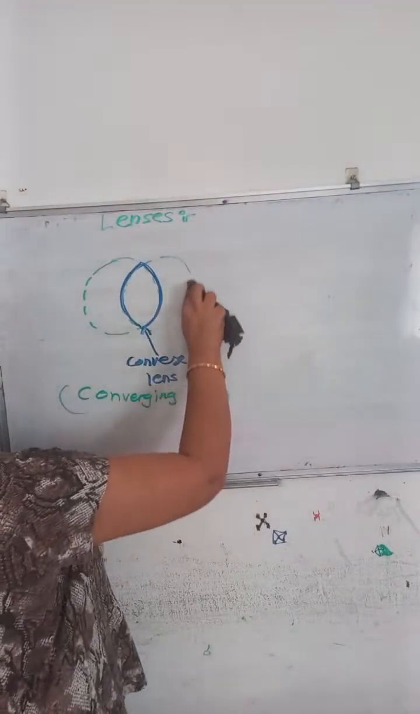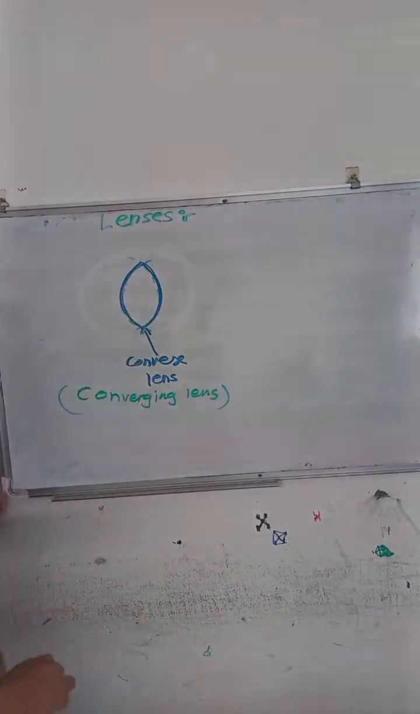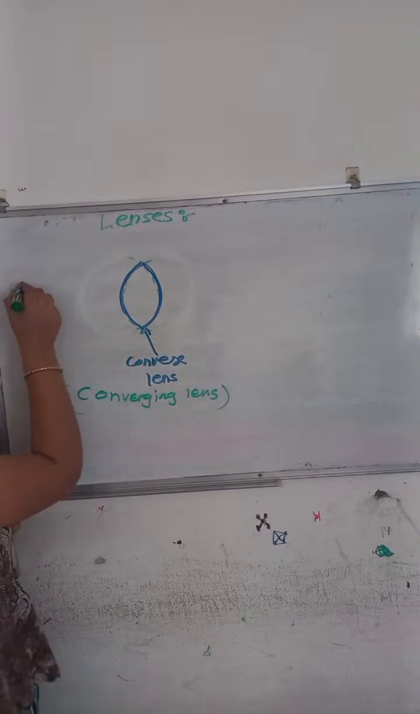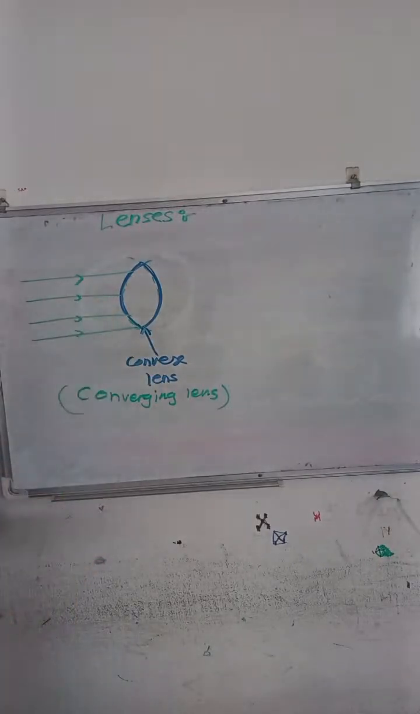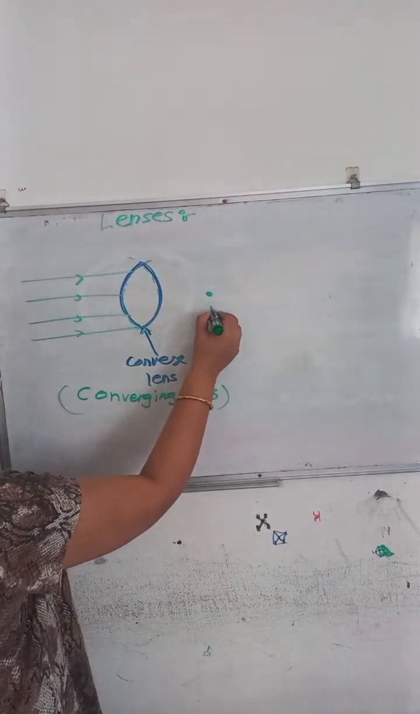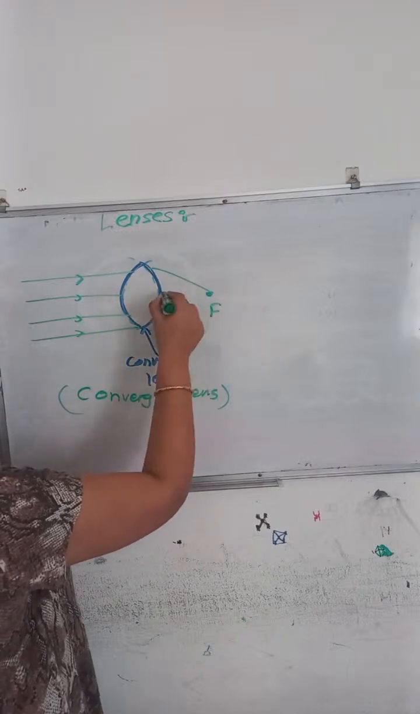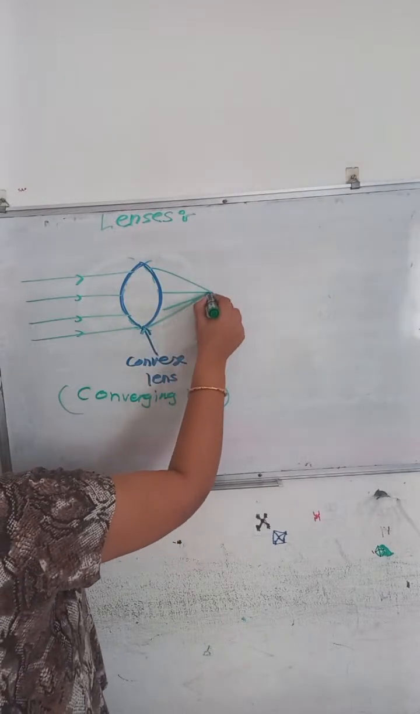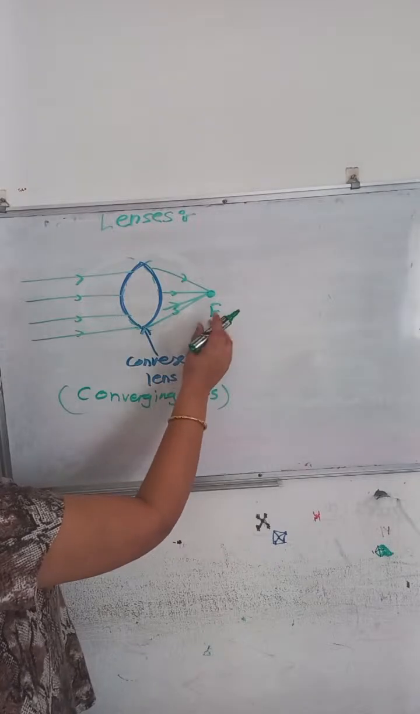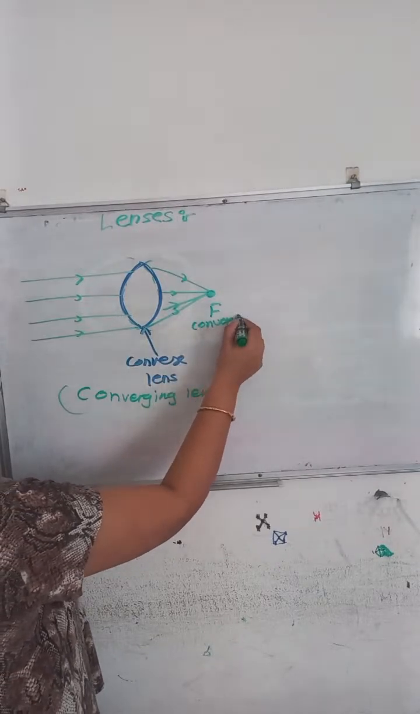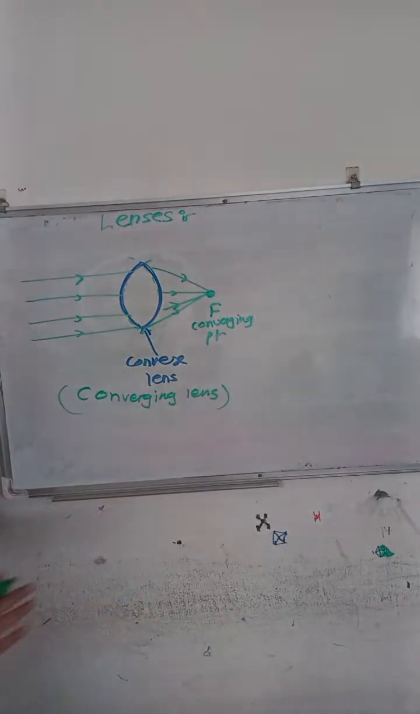I'll show you that if I erase this remaining part. This is nothing but a convex lens, and these are the rays of light which are incident on this surface. For this we have a focal length here, the focal point. All the rays get refracted and meet at one particular point, which is known as the converging point. That's why the convex lens is also known as a converging lens. Understood?